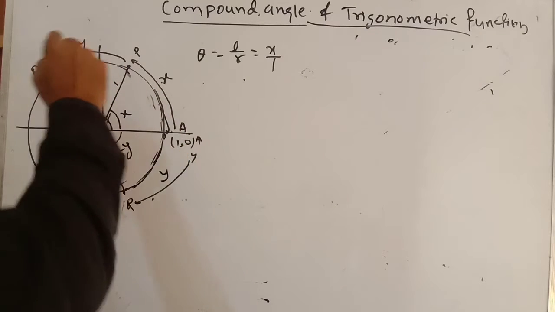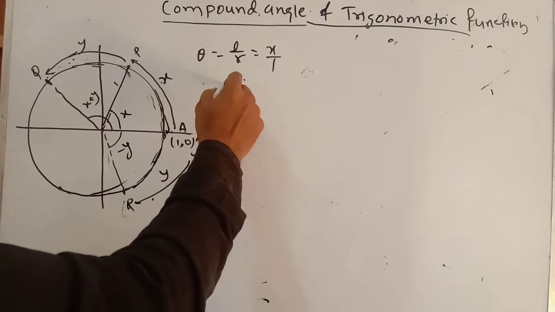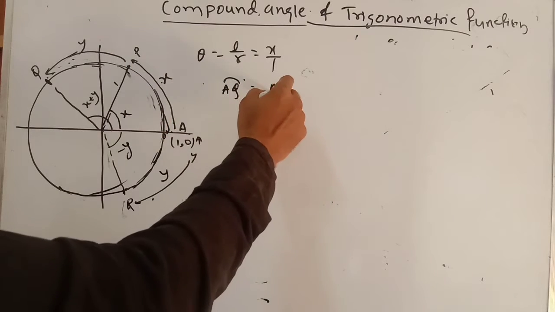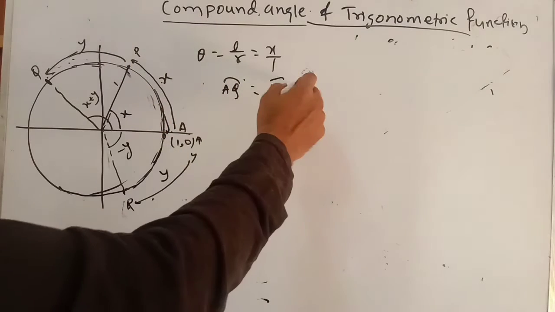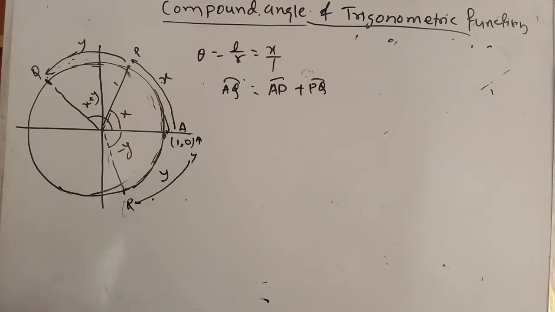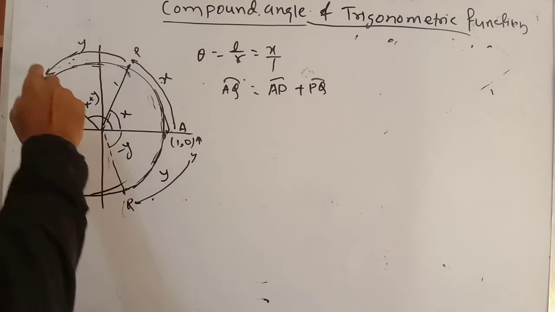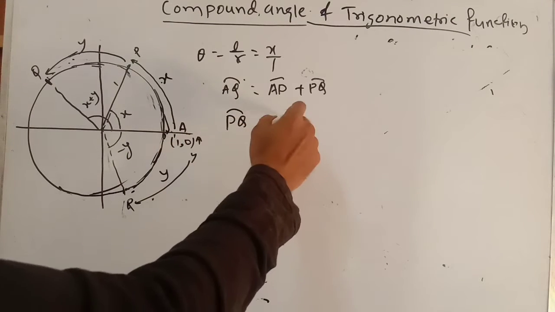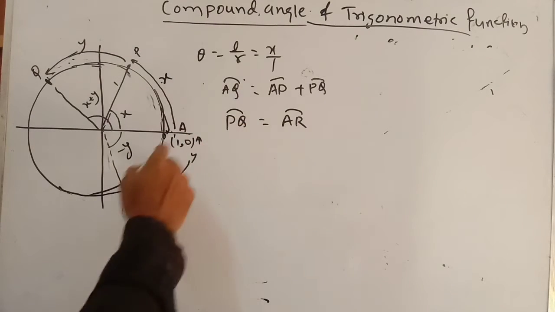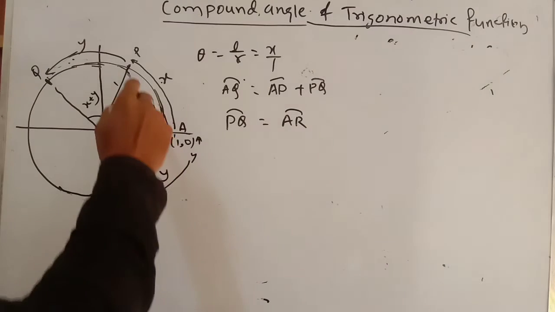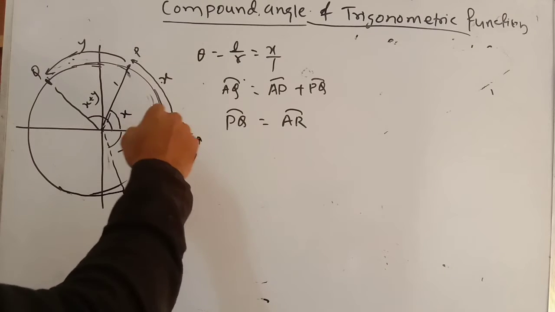Okay. So now let arc AQ equal to, here you can write arc AQ, this is the symbol of arc. So AQ equals AP plus PQ. Similarly, arc PQ equals arc AR, because both arc lengths are same. Okay, so we are going to add AP on both sides.